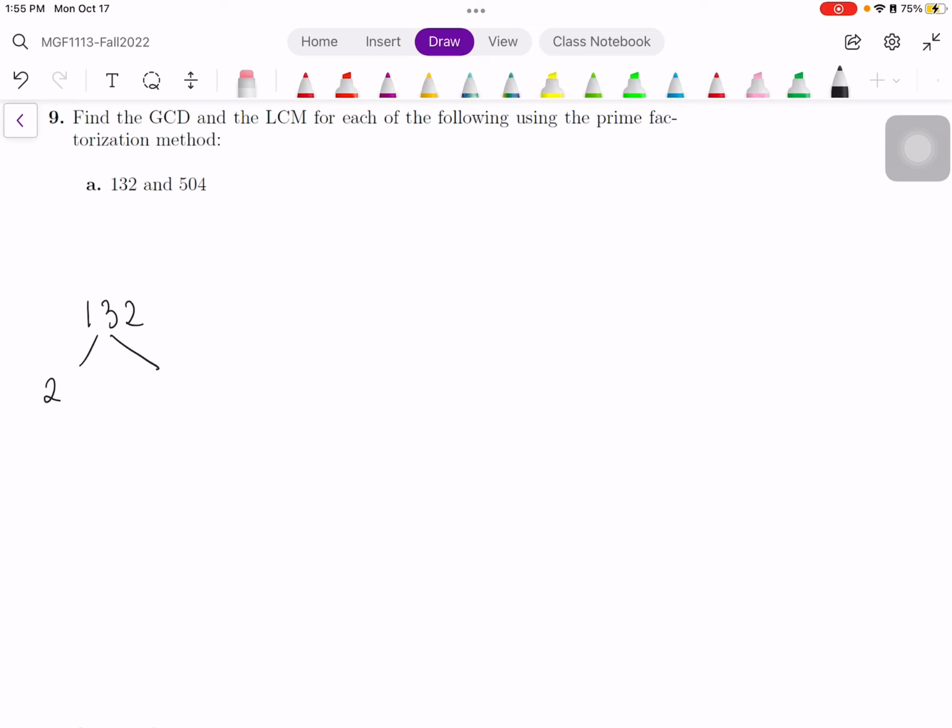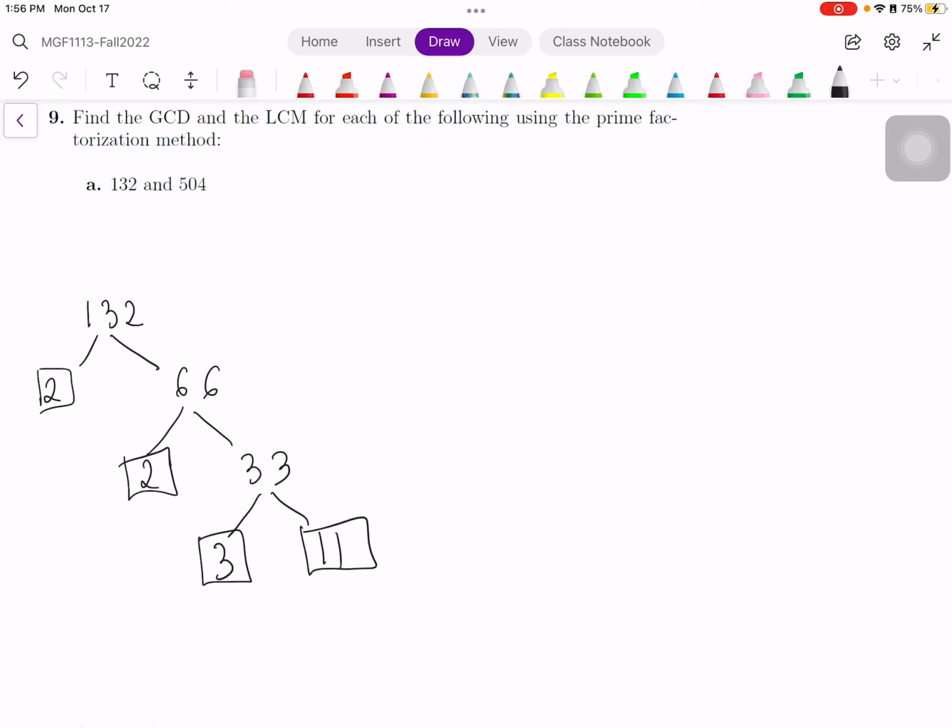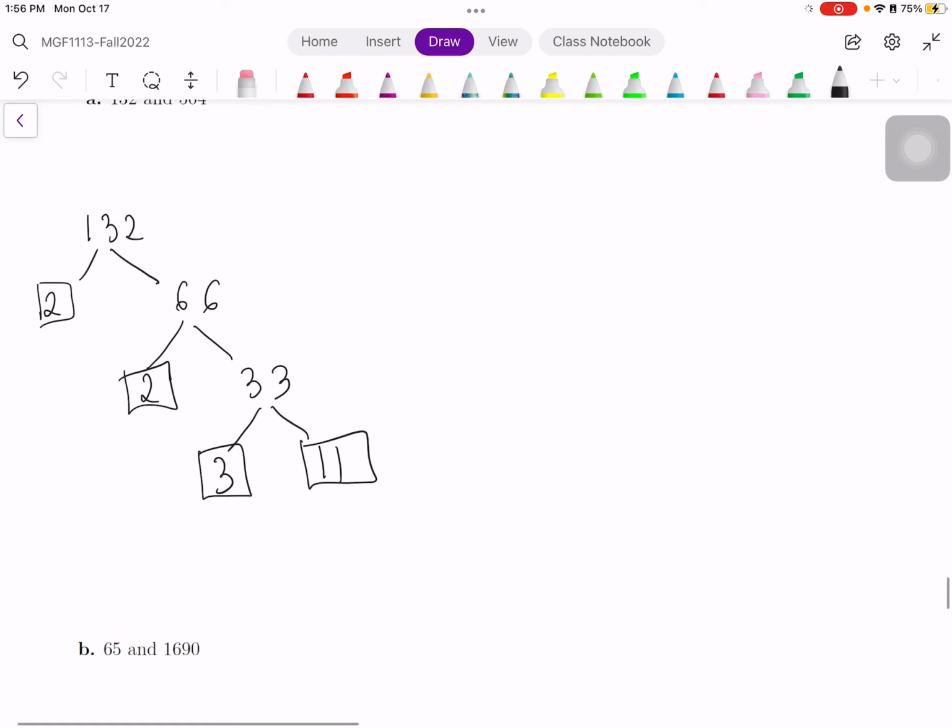So I see 132 is divisible by 2. It's going to be 2 times 66. 66 is 2 times 33. 2 is already prime. 33 is 3 times 11. So that becomes, for 132, the prime factorization: 2 squared times 3 times 11.